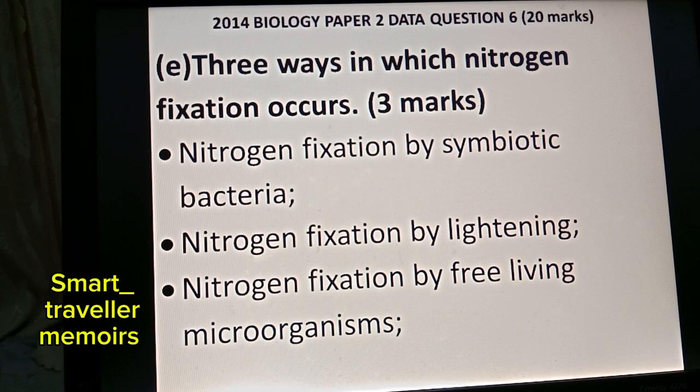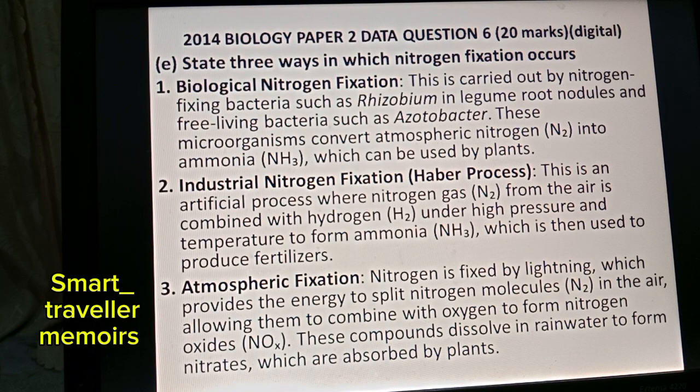E. Three ways in which nitrogen fixation occurs. The examination council answer: nitrogen fixation by symbiotic bacteria, nitrogen fixation by lightning, and nitrogen fixation by free-living microorganisms. Research: three ways. One is biological nitrogen fixation. The other one is industrial fixation or Haber process. And the third one is atmospheric fixation.